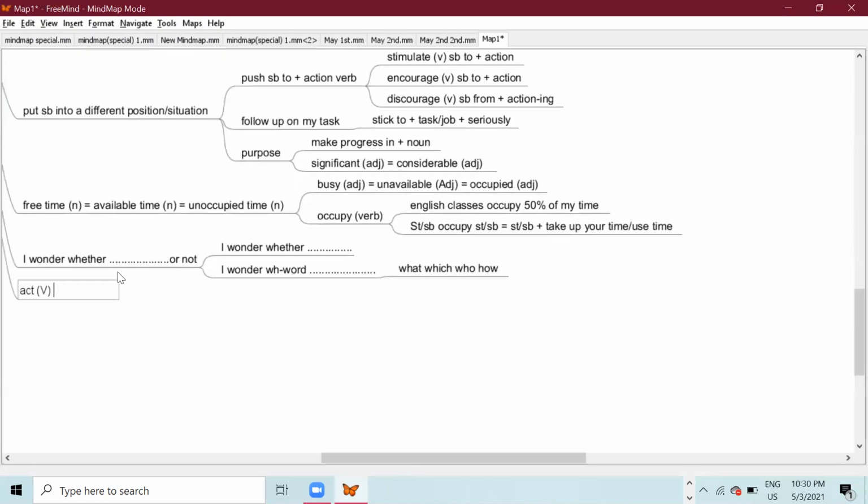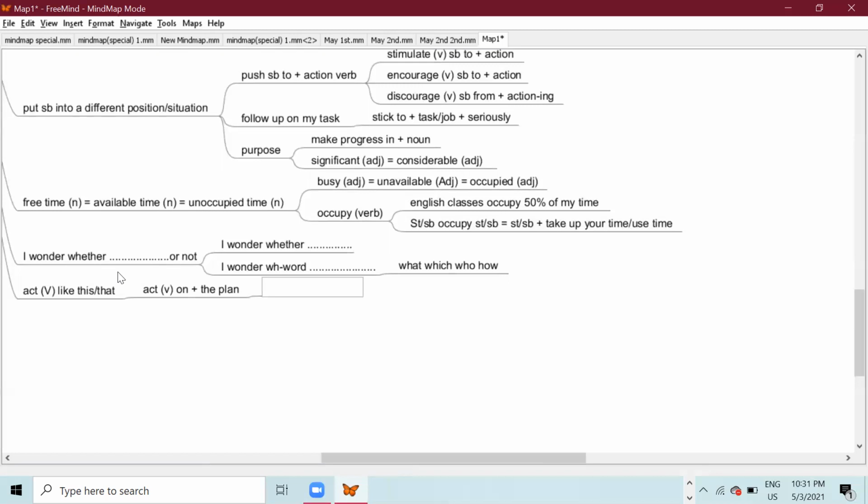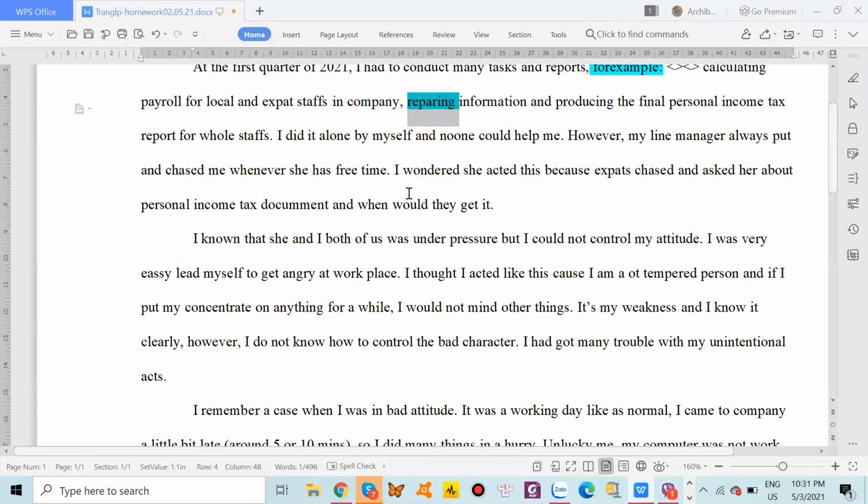Okay, you act like this or like that. But if you use the word act, you don't want to talk about like this or like that, you should say act on. If you use act on, you can use the word act on the plan, act on the plan or not. So act on the plan, we studied this word already. It means that you make your plan come true. So this is the case.